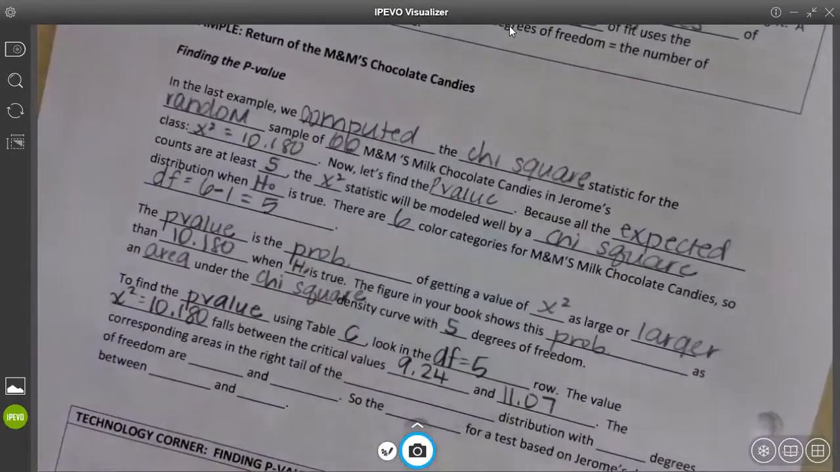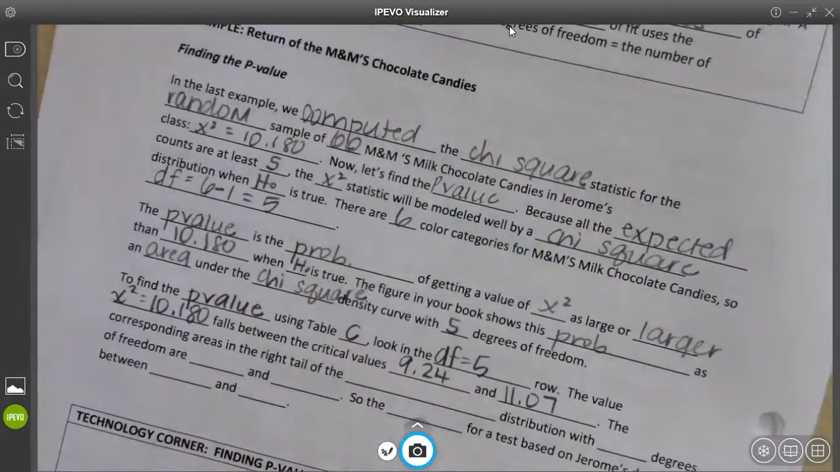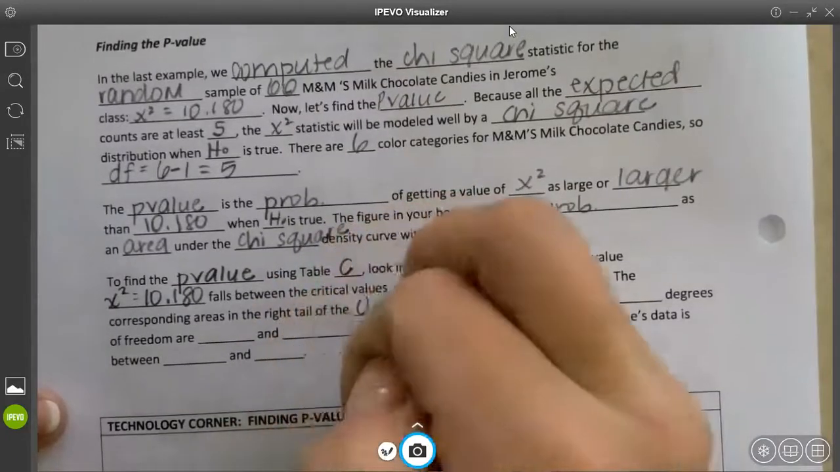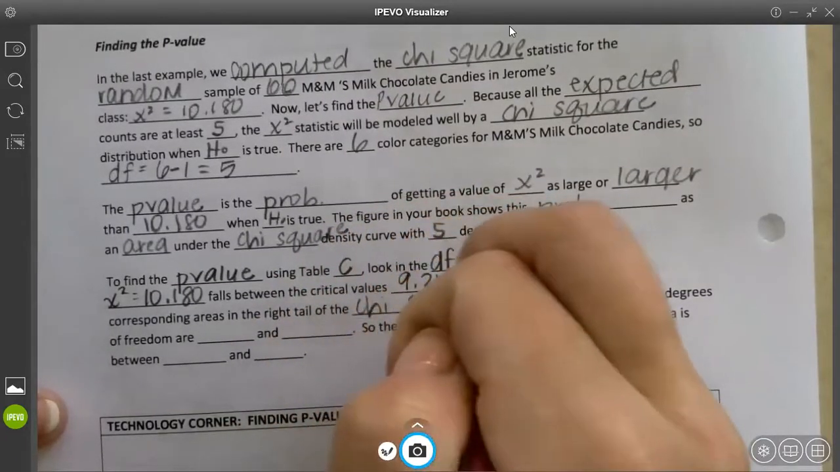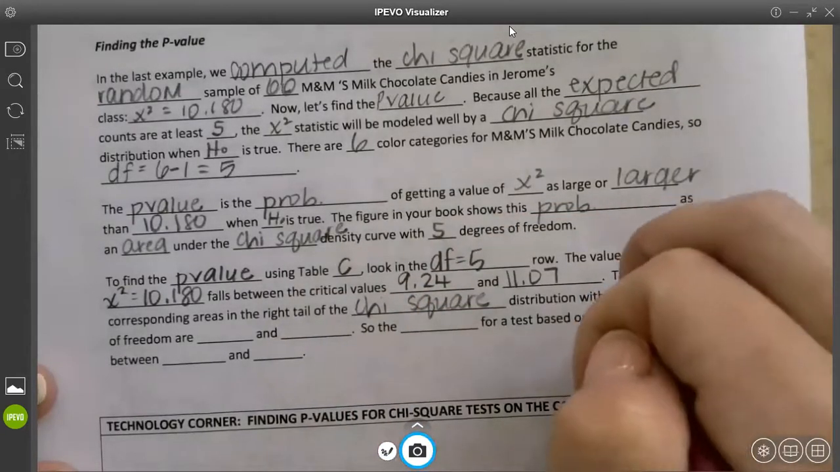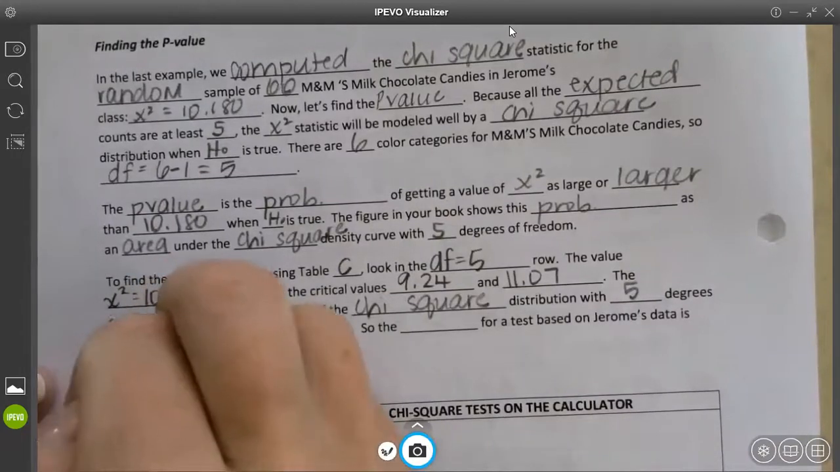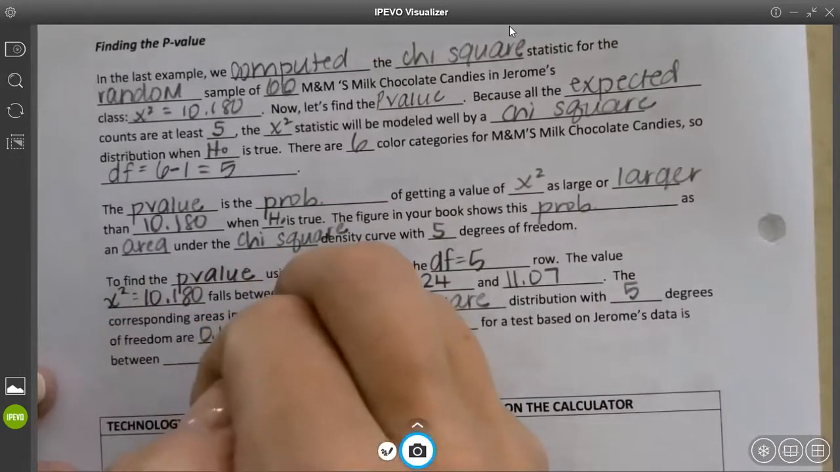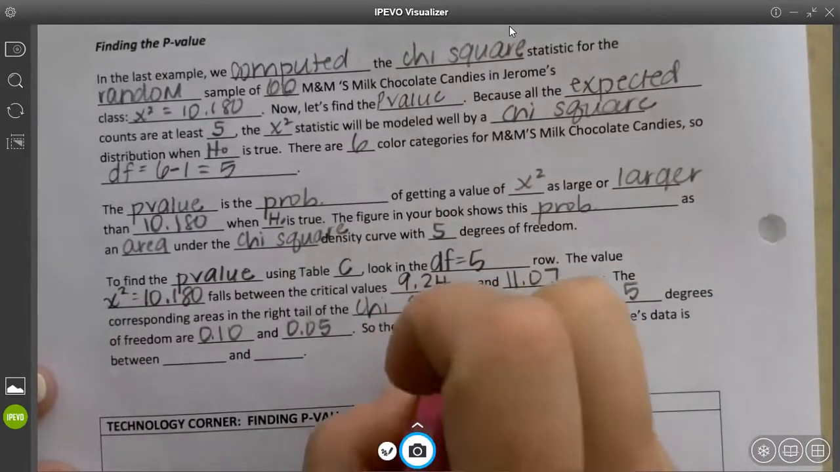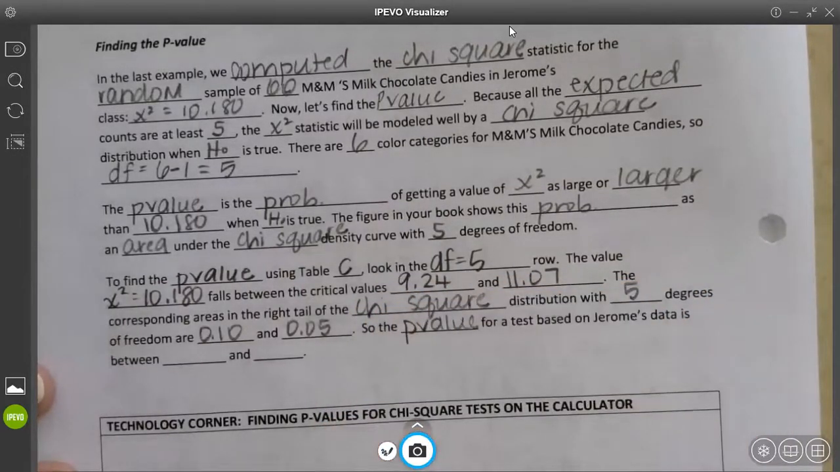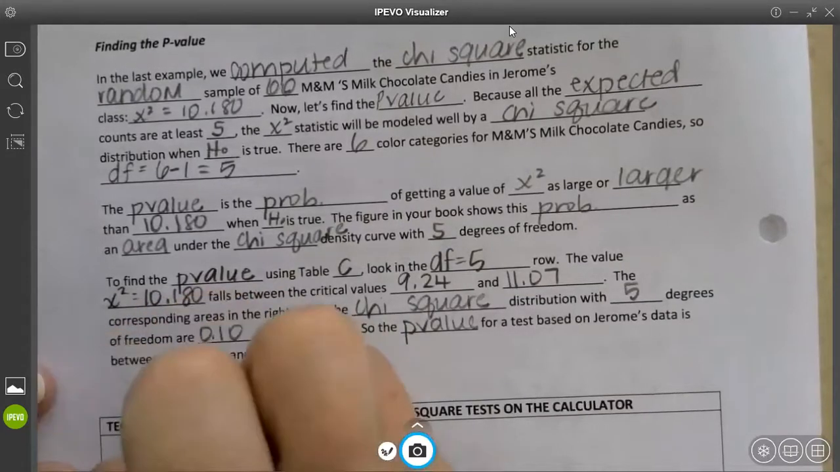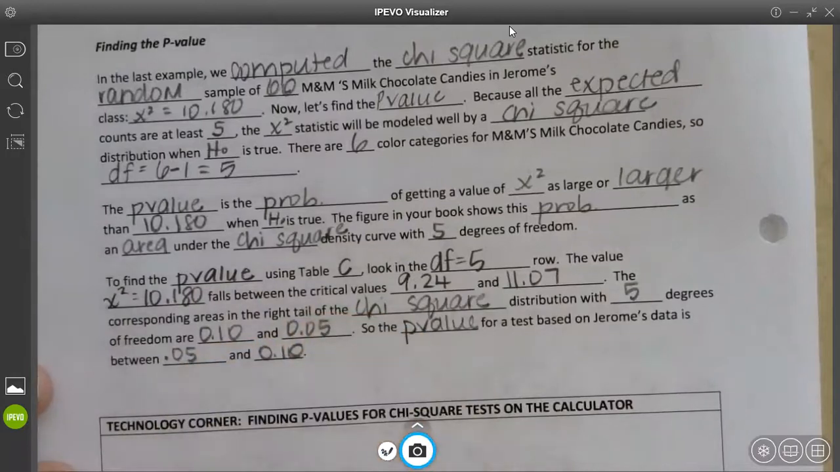All right. The corresponding areas in the right tail of the chi-square distribution with 5 degrees of freedom are 0.10 and 0.05. So the p-value for a test based on Jerome's data is between 0.05 and 0.10.